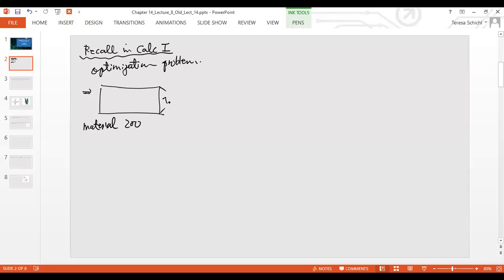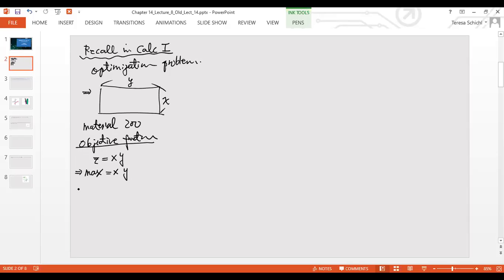What are the dimensions of this rectangular farmland? In Calculus 1, what did we do? One of the first things is that we have an objective function, which is the quantity we want to maximize or minimize. For this problem, our objective function is x times y, and we want to maximize x times y.